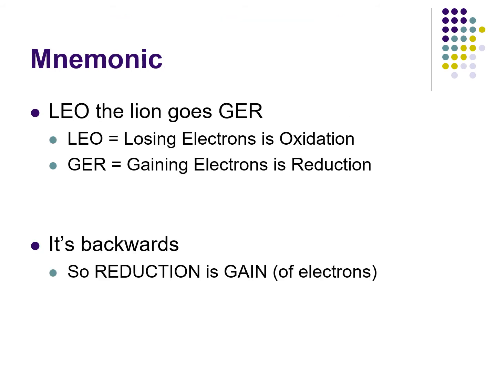There's two mnemonics that I use to help remember this. The first and kind of the classical one is Leo the lion goes grr. So Leo, L-E-O, losing electrons is oxidation. Leo, grr, gaining electrons is reduction. That's kind of the classic one. You'll see that in a lot of textbooks. This one is the one I actually prefer. And in all honesty, every time I do these problems, this is what I break it down to. I just remember it's backwards. It's backwards from what I want it to be.